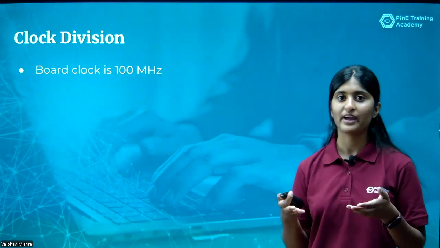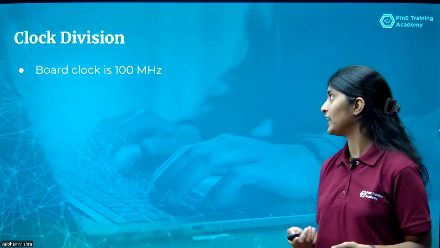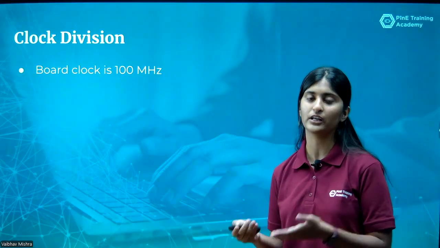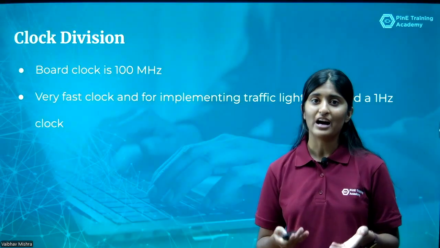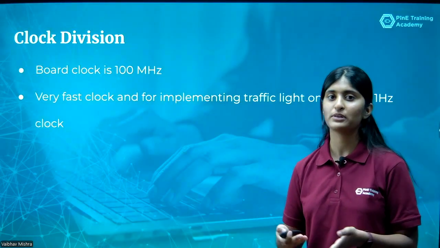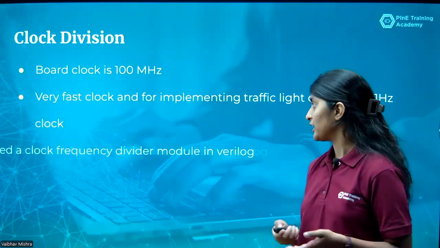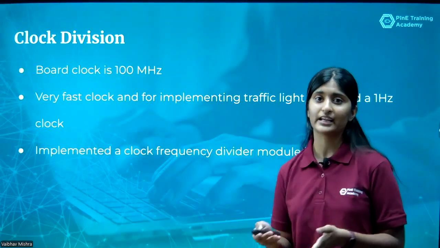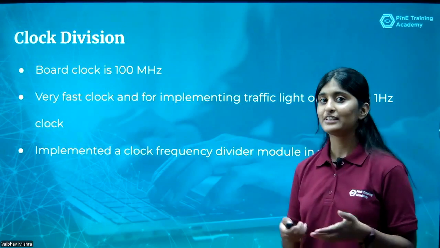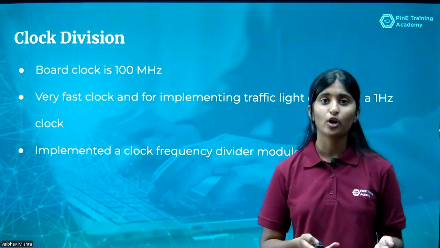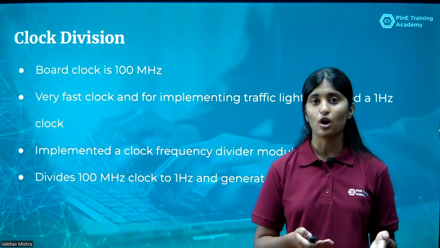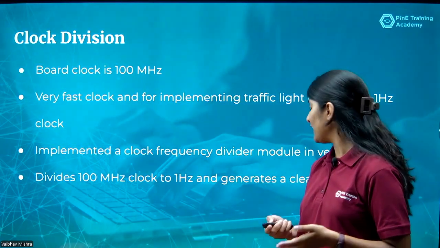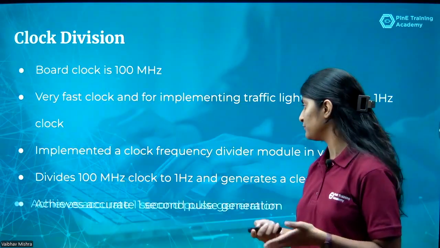Starting with the clock division, as I told you that our FPGA board has a crystal oscillator that generates a continuous clock of 100 megahertz. That makes our board clock of 100 megahertz. This is a very fast clock and we can't use this clock for implementing this project. For this project, we need an accurate 1 second pulse clock. So I've designed a frequency divider module in Verilog that divides the 100 megahertz clock to 1 hertz clock and generates a clean clock of 1 second pulse.